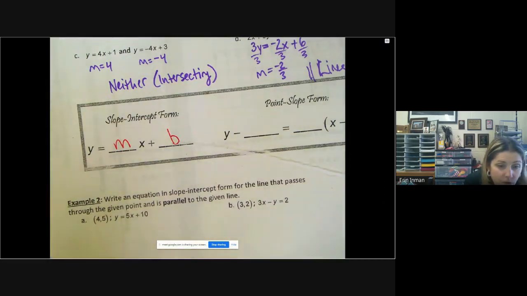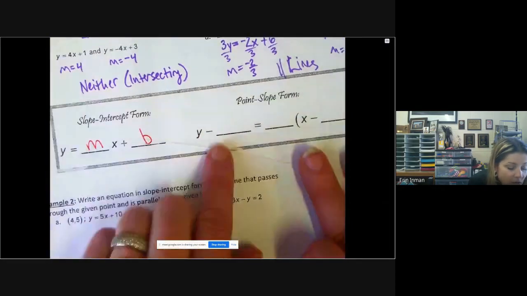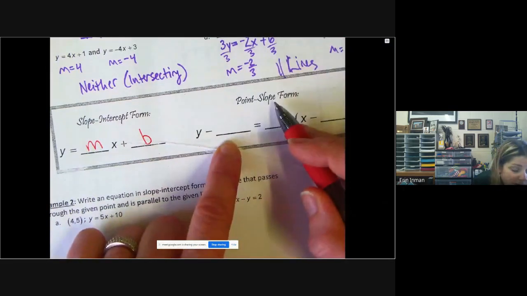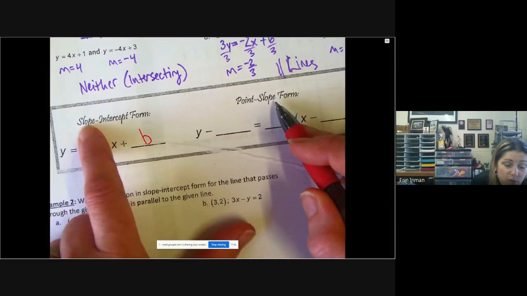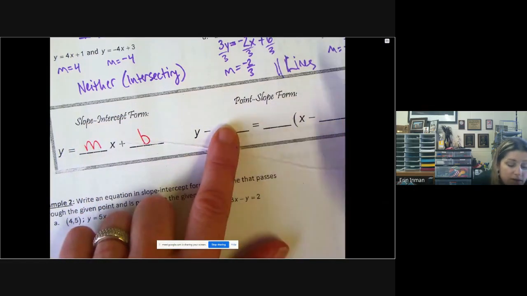And if you're comfortable with that method, by all means, you can use it. But point slope form is something that's nice we use when we're given a point and the slope. Slope-intercept form we use for a slope and a y-intercept, because that's what we can tell from here. We have a point on the line and the slope.